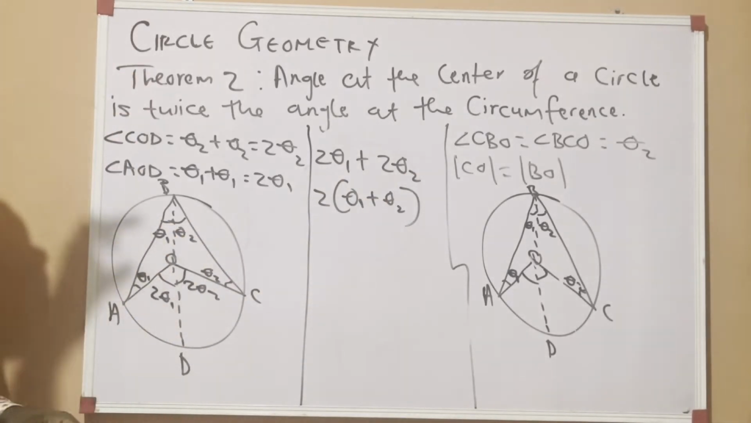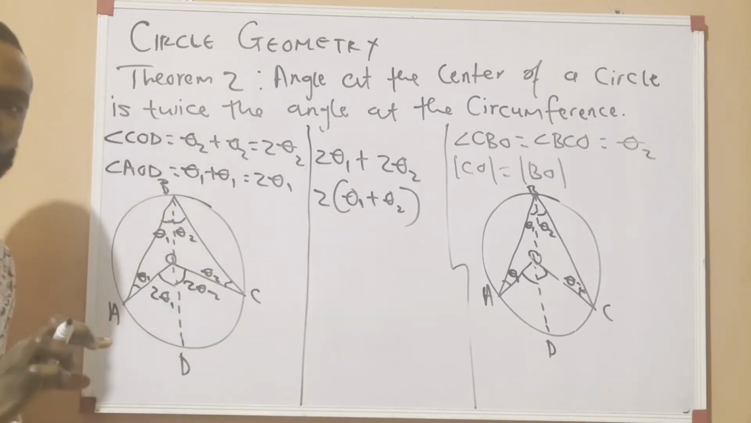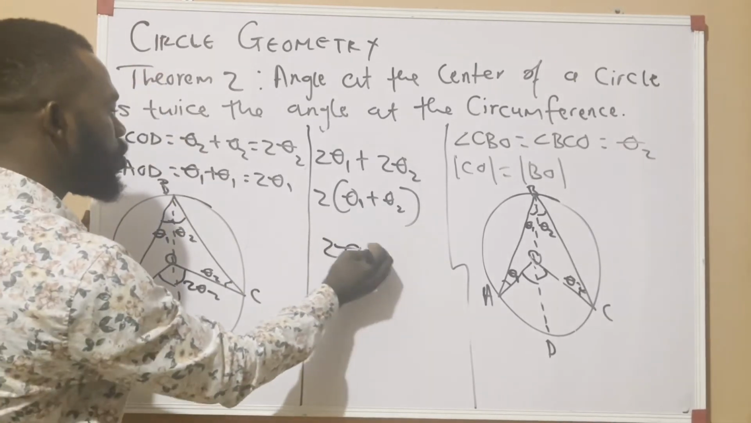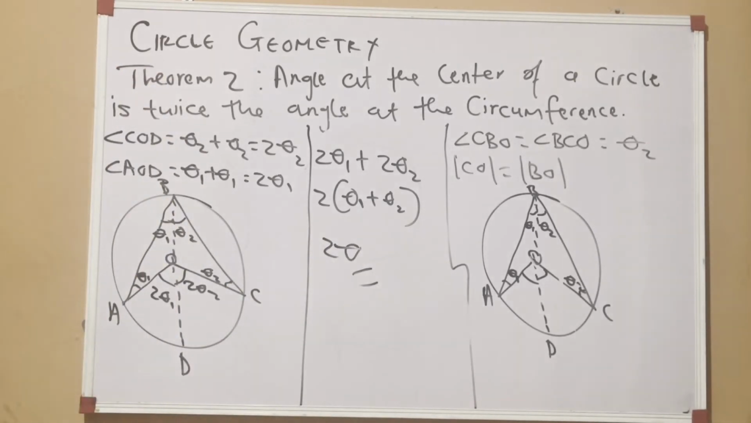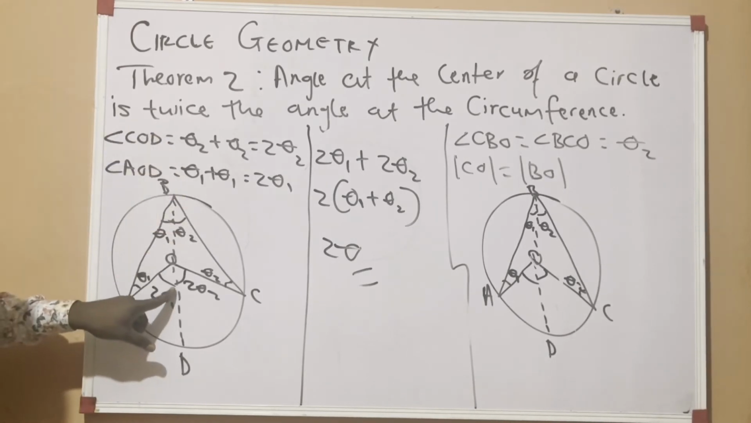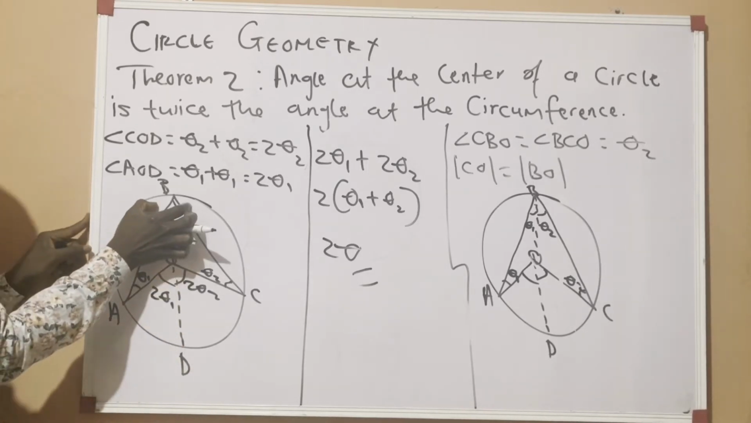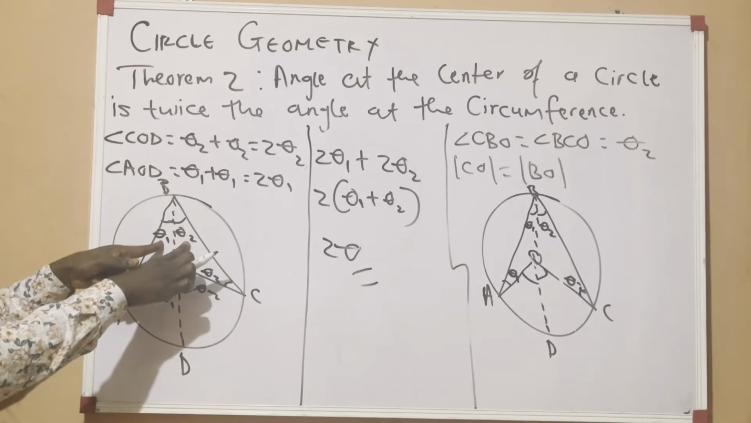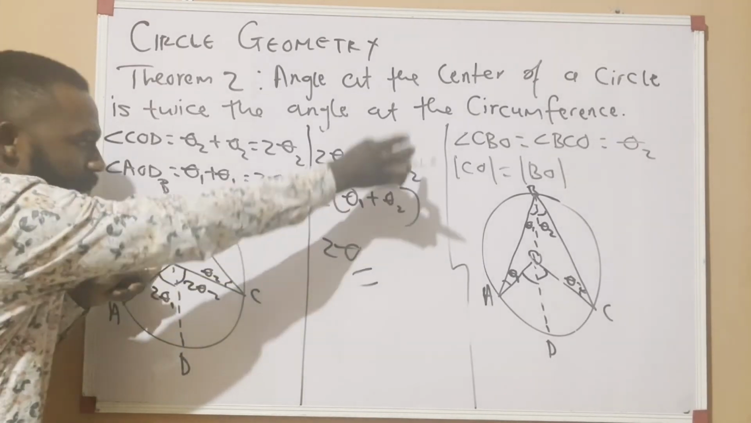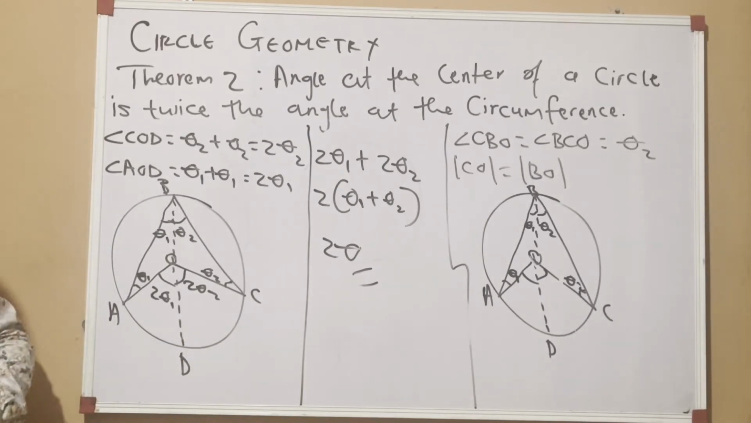But don't forget from the beginning of the class that we said theta 1 plus theta 2 is equal to theta. That was the beginning. So therefore, what do we have here? 2 theta. So it means that the angle at the center of the circle is twice the angle at the circumference, because the angle at the circumference here now is theta 1 plus theta 2. Are you there? And it is 2 times theta 1 plus theta 2, which is the theorem we are discussing today.